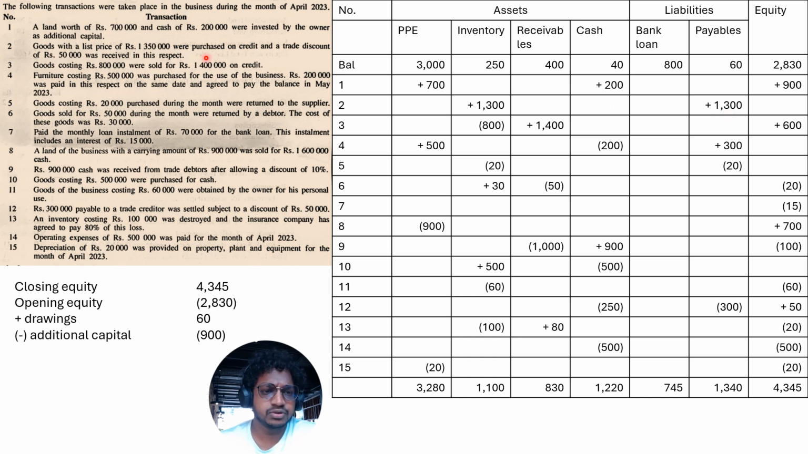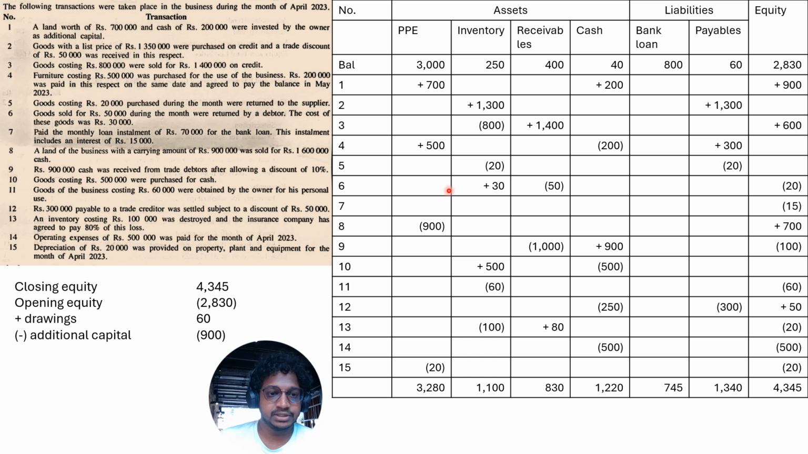Third one, goods costing 800,000 were sold for 1,400 on credit. So inventory should decrease by 800 and receivables, because you did this on credit, increase by 1,400. So 800,000 worth of inventory you are selling for 1,400, which means you are generating a profit of 600. That profit you have to add to the equity.